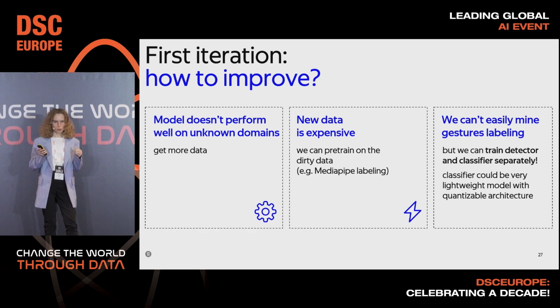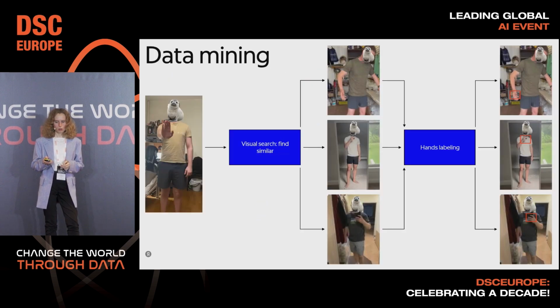So we could make our classifier a very lightweight model with a quantizable architecture, so our overall pipeline wouldn't be much worse than the previous one. And our detector could be trained on some dirty data labeled with MediaPipe or something else. Okay, we made this decision, and then we started to mine our data for training the hands detector.